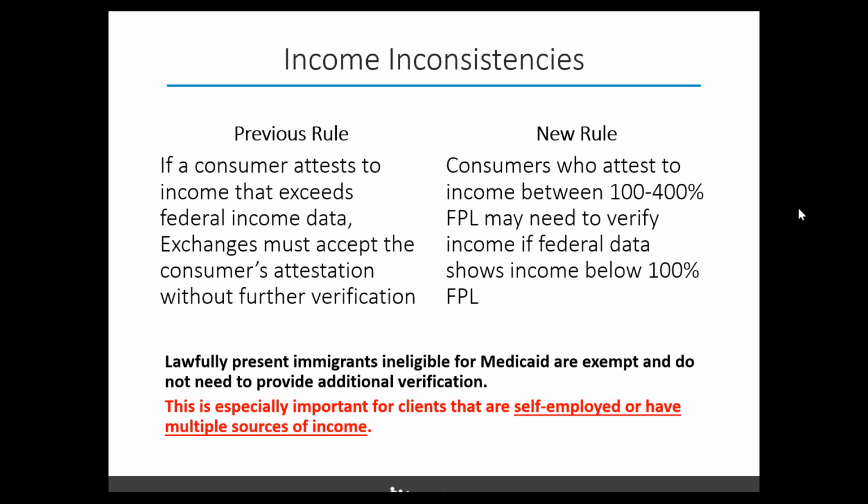Additionally, lawfully present immigrants with incomes below 100% of the poverty level are exempt from this new rule about providing documentation if your income exceeds your estimate. They don't have to provide additional verification beyond what's currently required by the existing rules, since they're actually eligible for tax credits, even if their income is below 100% of the federal poverty level. So nothing should change with regard to lawfully present immigrants in this sense.